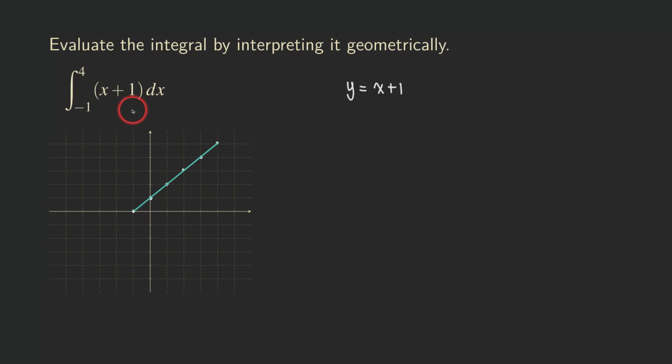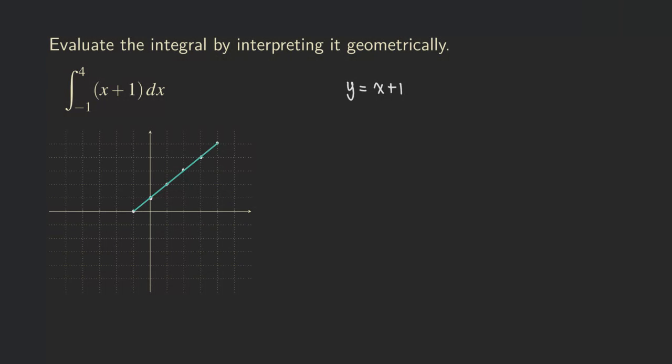And then, so what is this integral? This integral represents the area under this line segment right here. So what is the region that's bounded by this line segment, also bounded by x equals -1, x equals 4, and also the x-axis? It's a triangle. So let's just draw that right now.